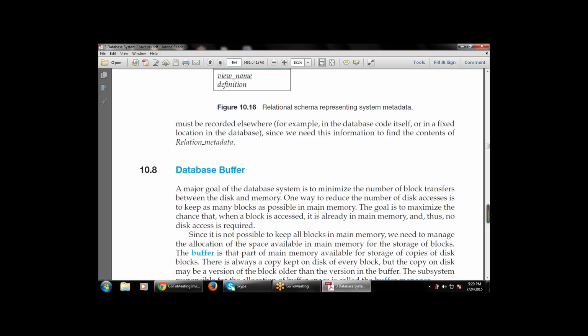Since it is not possible to keep all the blocks in the main memory, we need to manage the allocation of the space available in the main memory for the storage of the blocks. So what is a buffer? A buffer is that part of main memory that is available for storage of copies of the disk blocks.